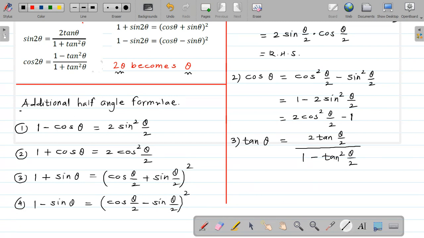So with the complete knowledge of double angle formulae, we will discuss the half angle formulae also. Here the technique is what? As a multiple angle, if the left hand side contains the double angle, then it is converted to the single angle, means half of that. In the same way, if the left hand side contains theta angle, then it becomes theta by 2 on the right hand side. That's why all these are called half angle formulae.